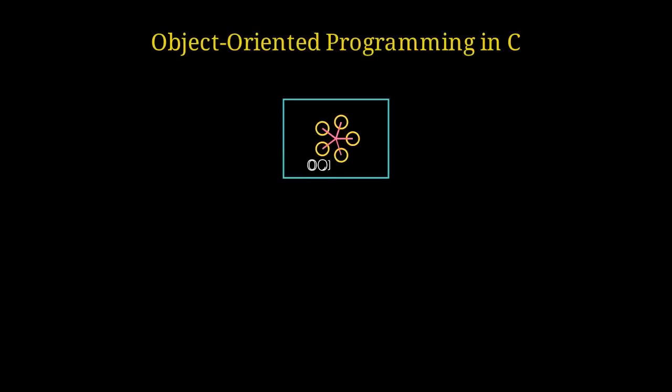Learn how to implement object-oriented programming concepts in the C language. While C is not an object-oriented language, we can implement OOP concepts using structs and function pointers.